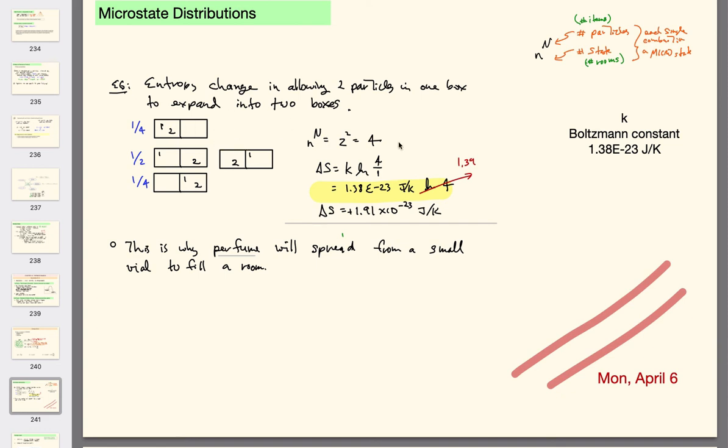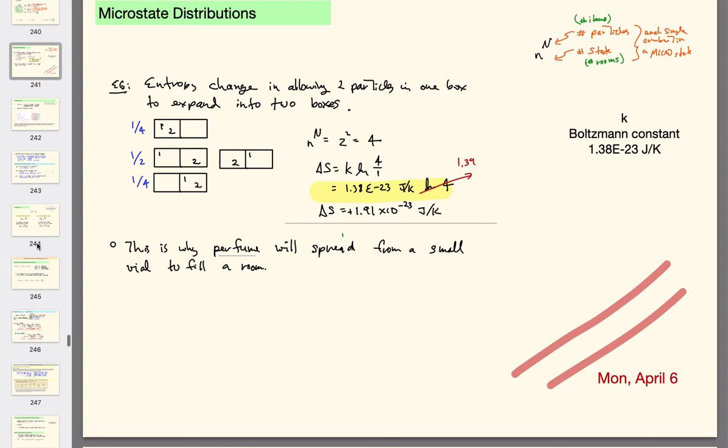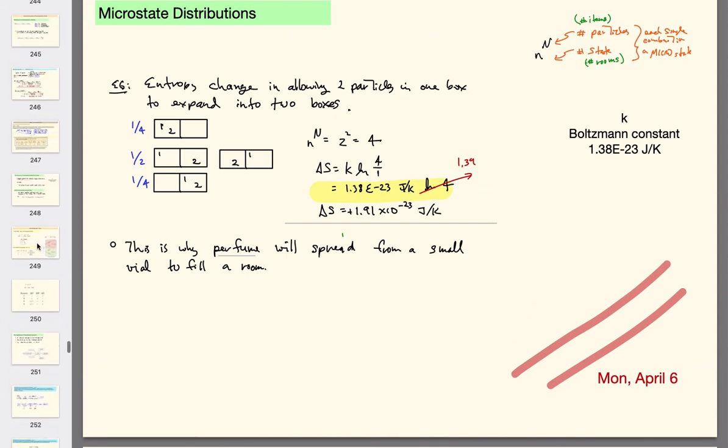Okay, so as you get fewer particles, it's like going from 3 to 2. If you had 3 particles here, you would have what? 9. But if you then take 1 particle away, you now only have 4 microstates. And you did what? You lost your entropy. Okay, there we go. So that's how it's really taught.